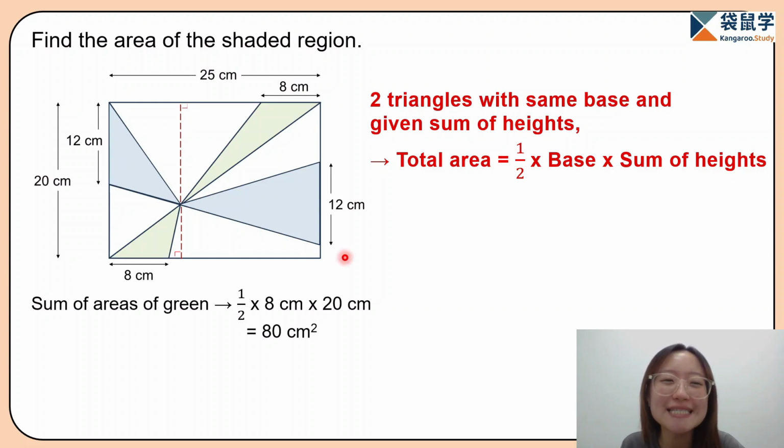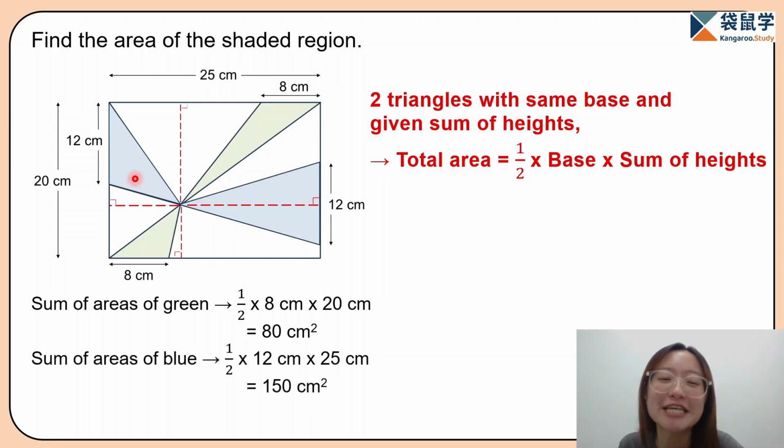Now let's also find the area sum of blue triangles. So we will first need the heights. For this triangle, it is here, and the other is here. How can we find the area sum of the blue triangles? What is the sum of the heights? 25. So it is half times 12 times 25, which gives us 150 centimeters squared.